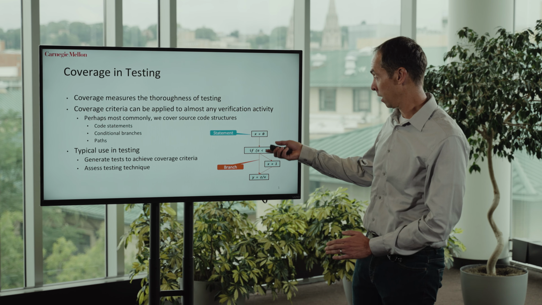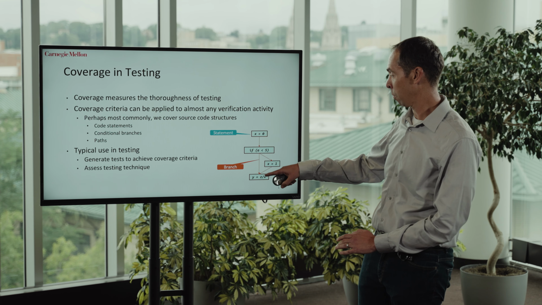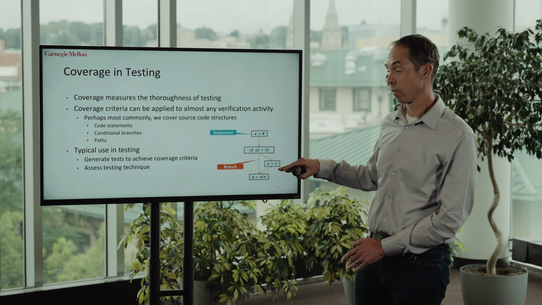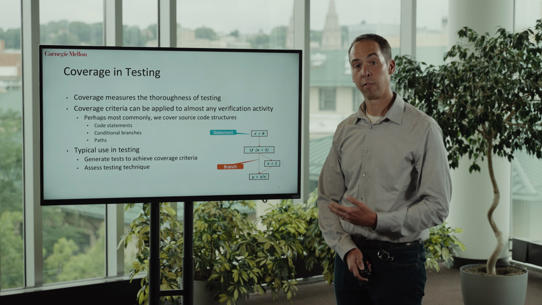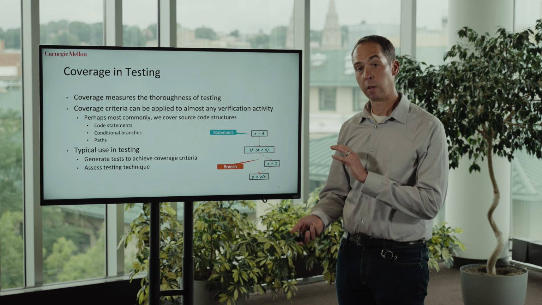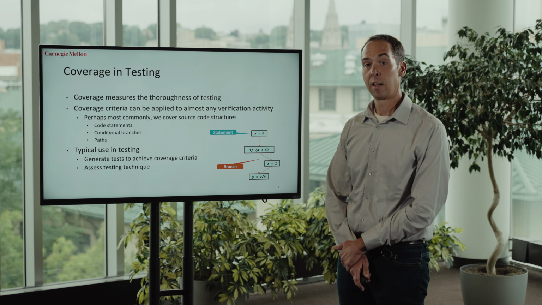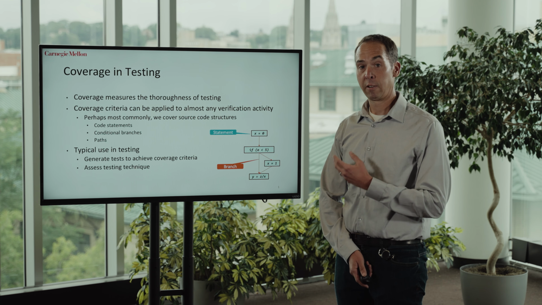As you can see here on the slide, we have a simple piece of code where a statement is one line, a branch is a decision point, and coverage would be how we traverse this graph. In software testing, we typically use coverage to evaluate the thoroughness of a test suite, or we may even flip it around and use coverage to guide the tests we create. So it can be very useful to help assess and generate test cases.